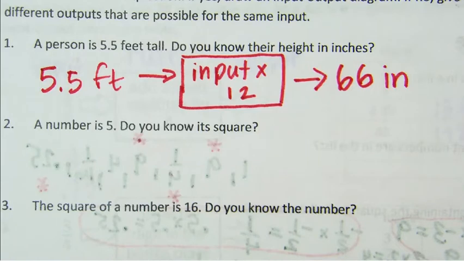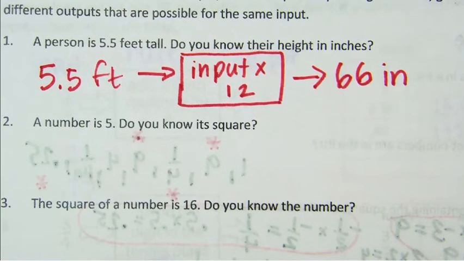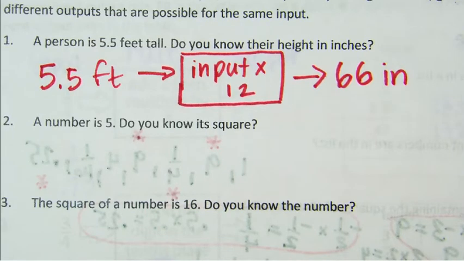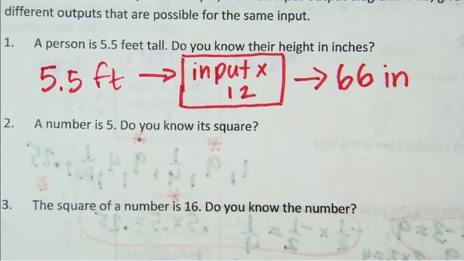Every period I've had somebody feel like it was 65. Be careful with something like this. That 0.5 does not mean 5 inches. It means half of a foot. Half of a foot is 6 inches. Right? So 5 feet is 60 inches. Half a foot is 6. So 66 inches. And on a calculator, 5.5 times 12 is 66.